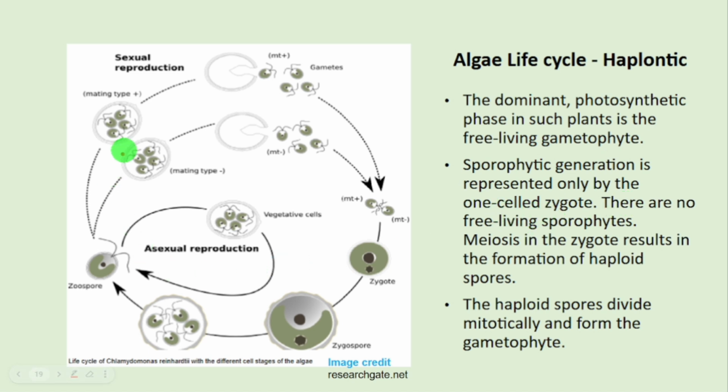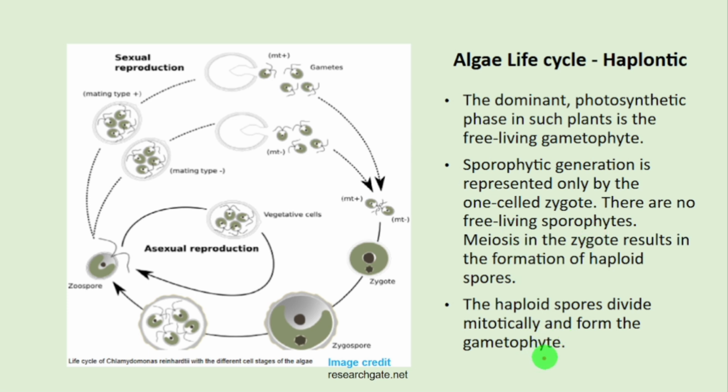So this is the life cycle of Chlamydomonas. You can see here this is a unicellular alga. After fertilization it forms a zygote, but then the zygote undergoes meiosis, and immediately the unicellular haploid cells start behaving as the intact Chlamydomonas, because the whole structure is unicellular. So there are no free living sporophytes.